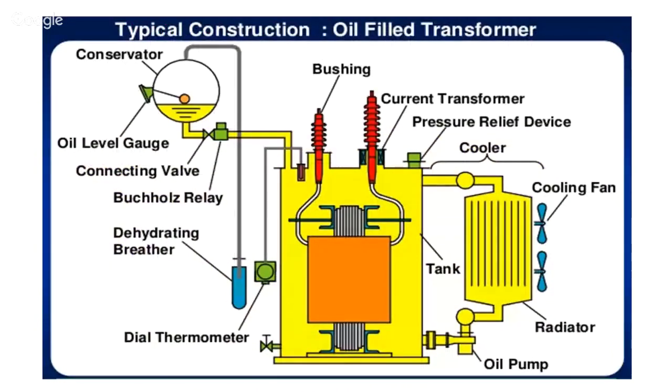Now this is a typical construction of an oil-filled transformer. So you can observe here, the core is placed inside the tank. These are the bushings, and Buchholz relay, conservator, and this is the breather.